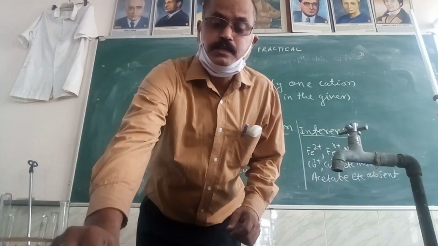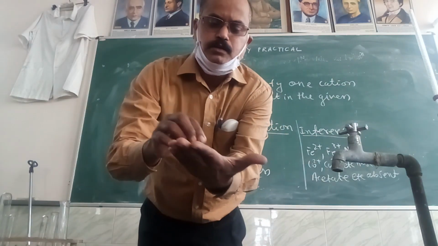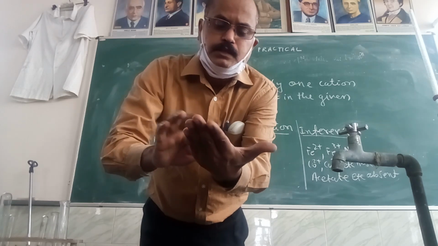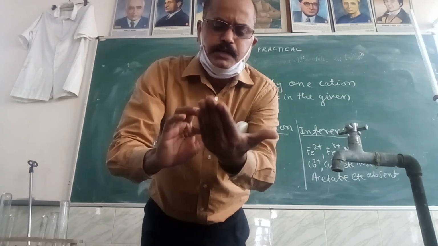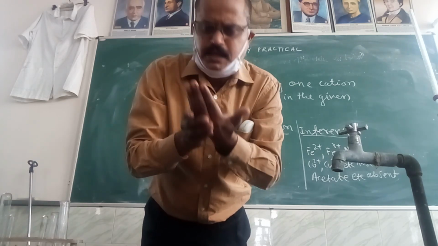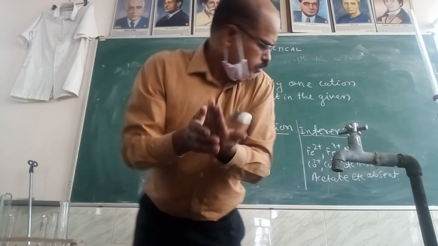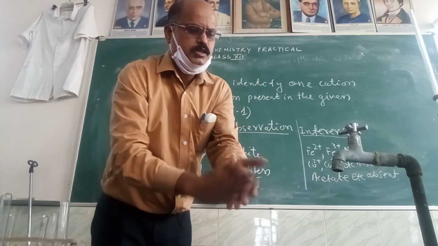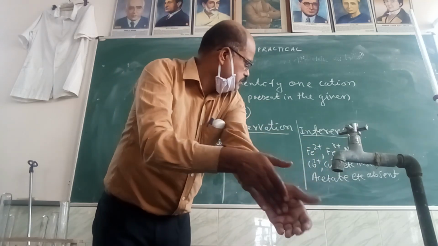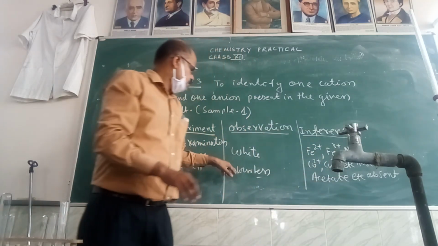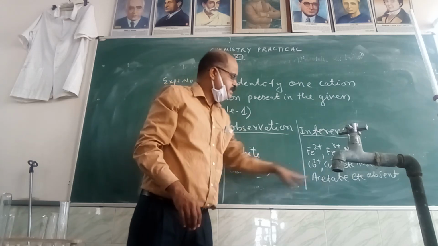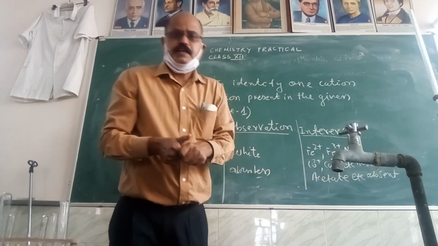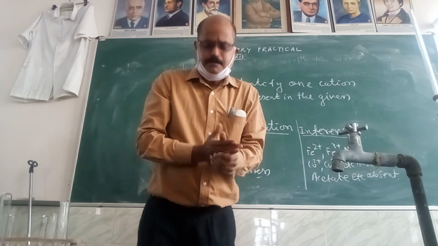Now smell. How will you check the smell? You take a pinch of salt on your palm, rub it, and then try to smell it. There is no smell, odorless. So you may write in the observation column: odorless, acetate ion absent. Acetate ion absent. Is it clear?